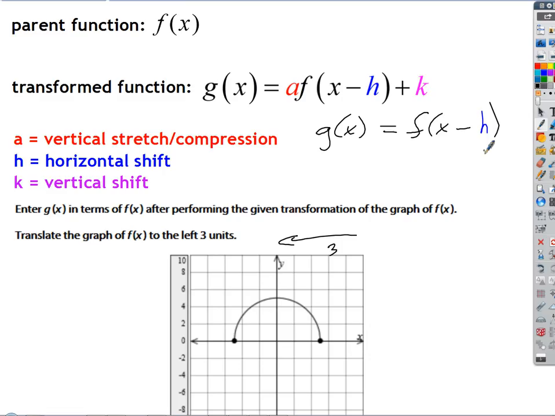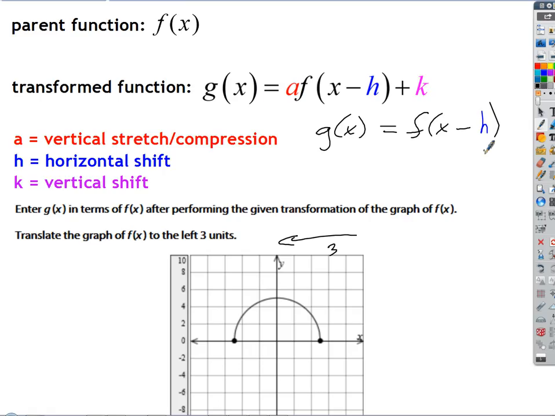Now all we have to do is identify the value of H based on what we're trying to do. So if we're moving it to the left by 3, what value of H does that correspond to? Caitlin, what do you think? If I'm going left by 3, what H value does that represent? H is just the amount of a horizontal shift, right? So it's negative 3, perfect, okay?